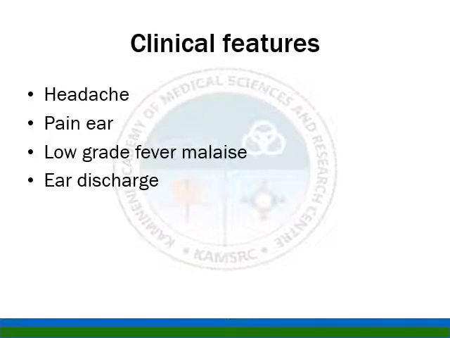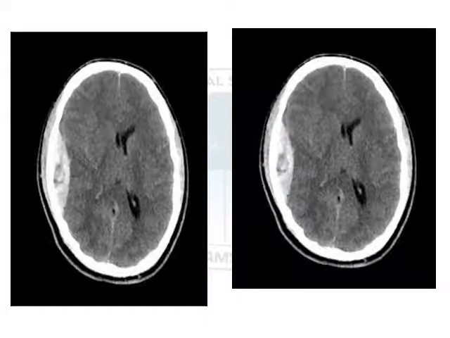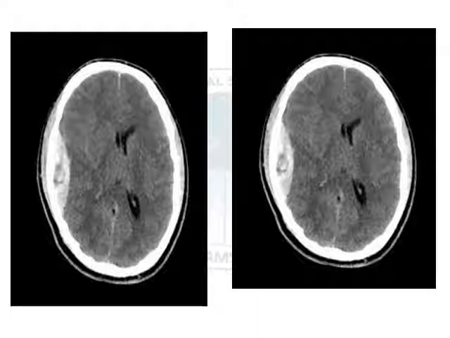Clinical features, how the patient presents: persistent headache, severe pain, generalized malaise, low grade fever, and a pulsatile ear discharge. Sometimes the abscess spontaneously ruptures and comes out via the external auditory canal, and he will have relief of the symptoms. This is a CT scan. Can you see this extradural abscess, the formation of pus between the bone and the dura mater.